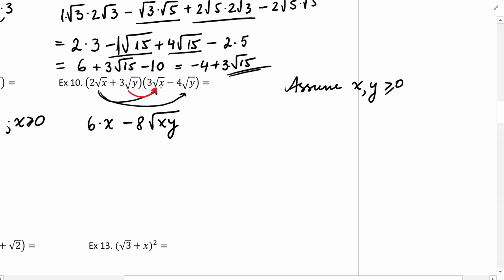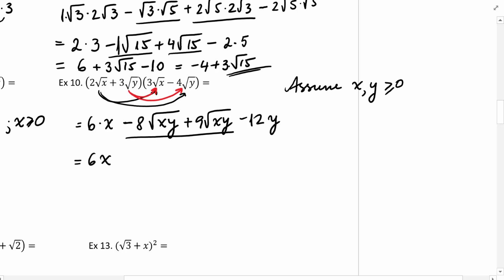3 square root of y times 3 square root of x and 3 square root of y times negative 4 square root of y. So 3 square root of y times 3 square root of x, it's plus 9 square root of yx, or xy, multiplication is commutative. And 3 times negative 4 is negative 12. Square root of y times square root of y is square root of y squared, which we just say y because x and y are positive. So now we get 6x.